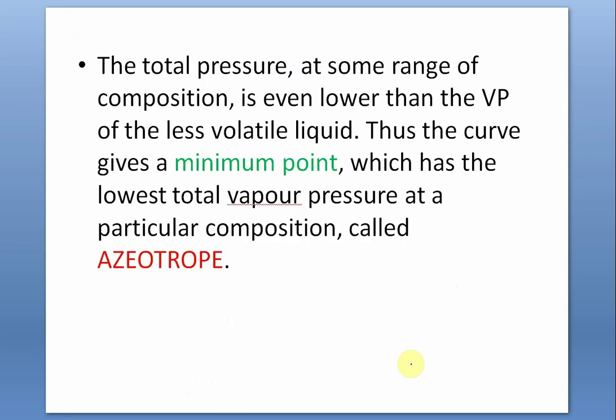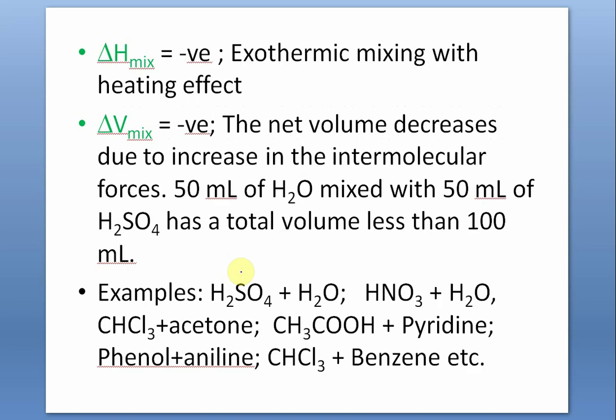The total pressure, at some range of compositions, is even lower than the vapor pressure of the less volatile liquid. Thus, the curve gives a minimum point. In the previous case, it gave a maximum point because it was a positive deviation. Here it is a negative deviation, which gives a minimum point with the lowest total vapor pressure at a particular composition. That is also called an azeotrope or azeotropic composition. Now I show you the graph.